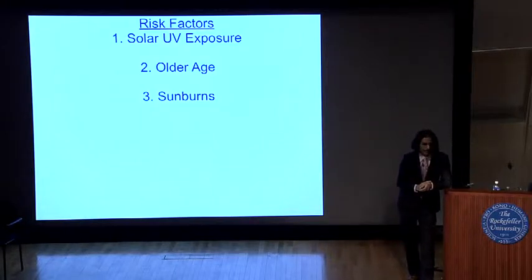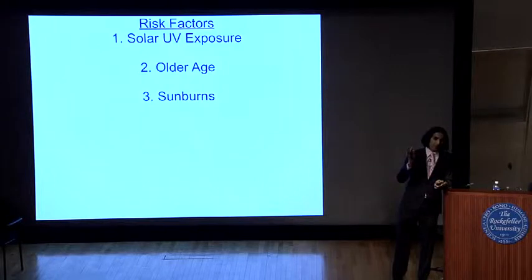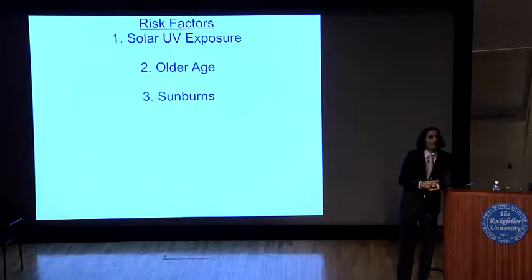I can tell you that, for example, studies in mice have shown that you can expose mice to UV radiation where you get this type of inflammatory sunburn, and basically half of the mice by 1 year of age will have melanoma.